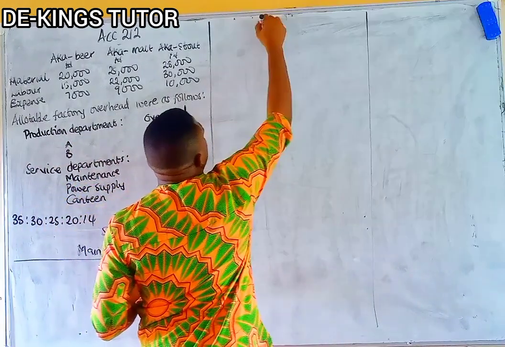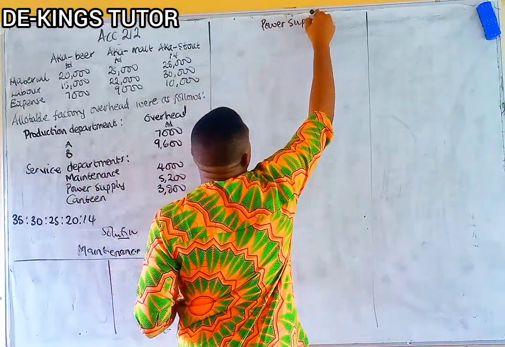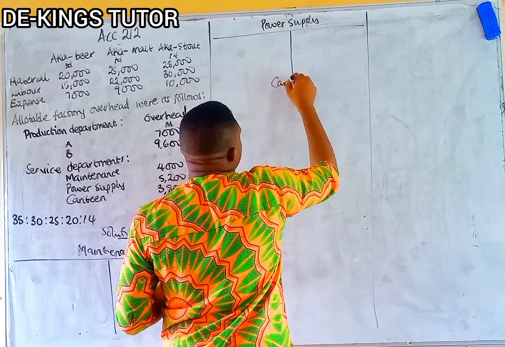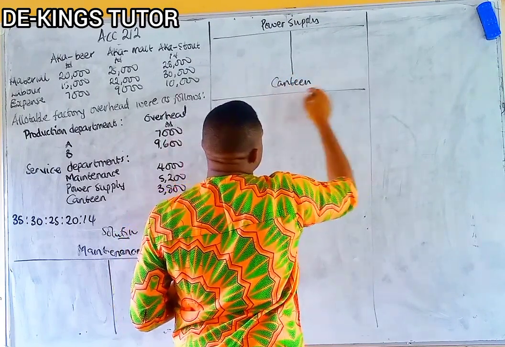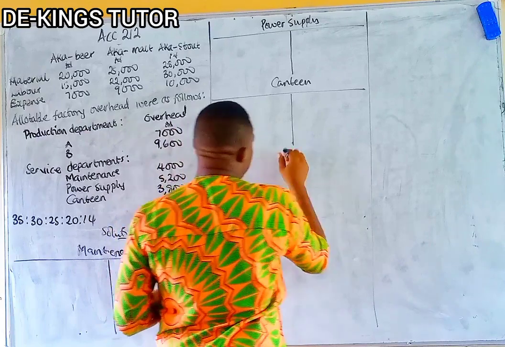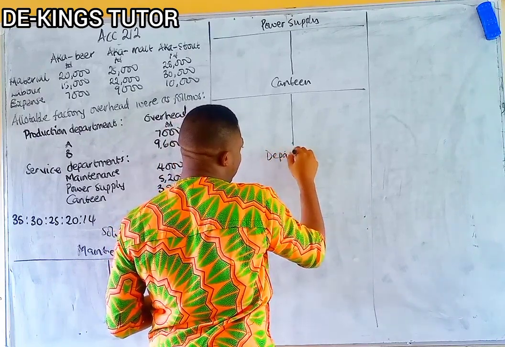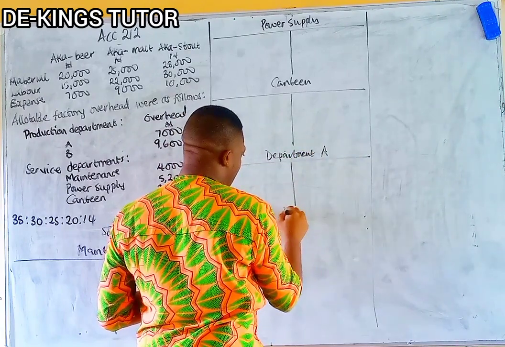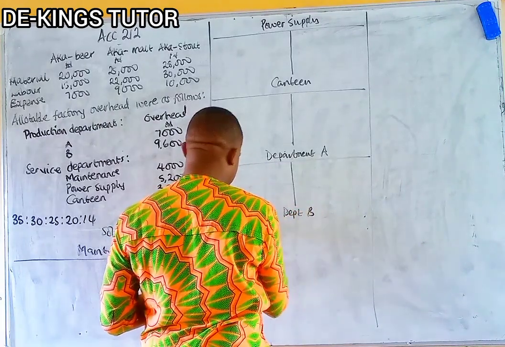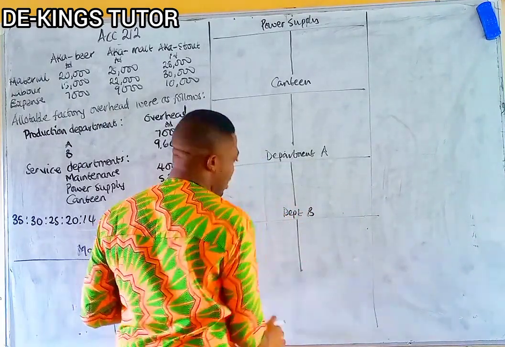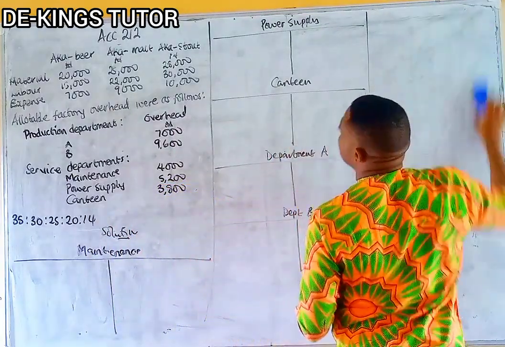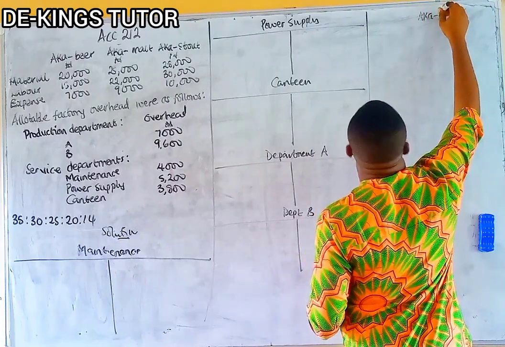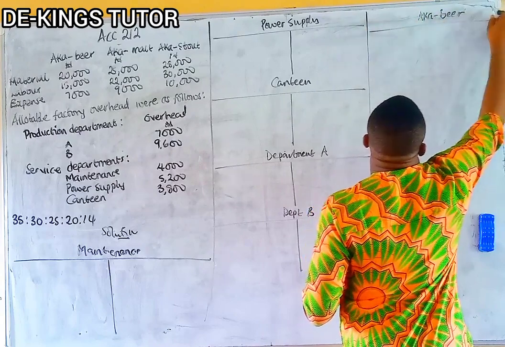Then the next one, start with power supply. And I'll have canteen. Then I'll go to the production department. I'll go to department A. I'll also go to department B. Then I'll now move to the product itself.